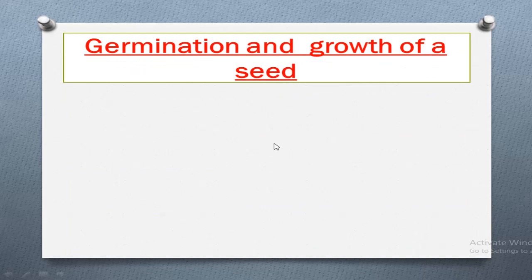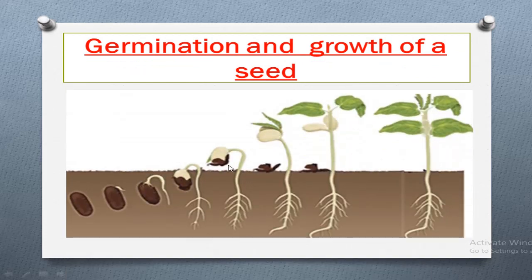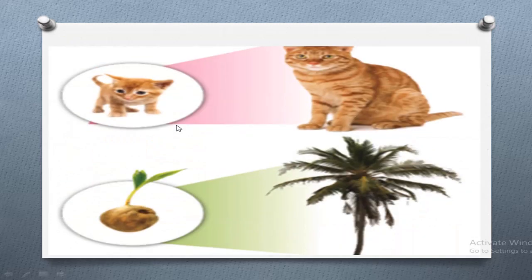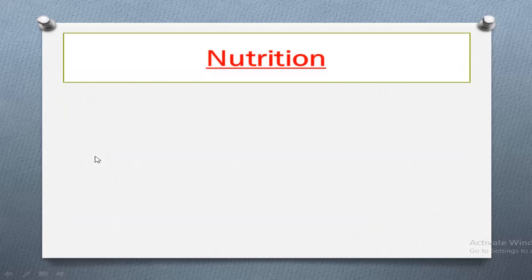Germination and growth of a seed. This picture represents the germination and growth. Right, these steps are the germination, and after the seed germinates, the plant grows. Germination and growth of a seed can be seen in this picture. Right, this picture also represents growth of the animals. This one is growth of the plants. This is the growth. Right, then we will go to learn about our next characteristic of the organism.